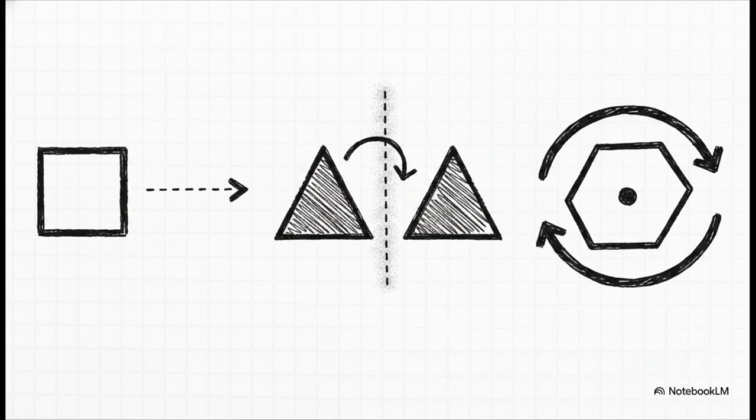First is a translation. This is simply sliding the figure along a path, up, down, left, right, or diagonal, without changing its orientation at all. Second is a reflection. Imagine dropping a mirror right onto your shape. A reflection flips the figure across a specific line, creating a perfect mirror image. Third is a rotation. This means turning the figure around a specific center point by an exact angle, like 90 degrees or maybe 180 degrees. Using the software, you can apply these transformations with a single click, shifting your constructed polygon right across the plane.